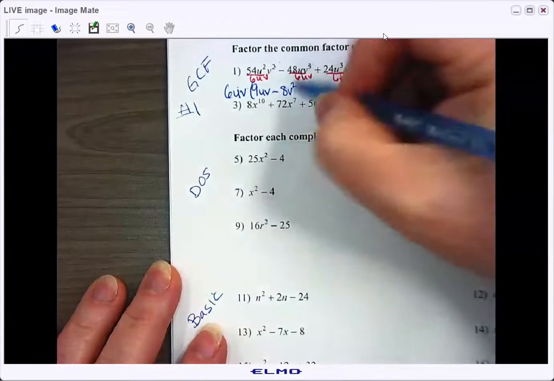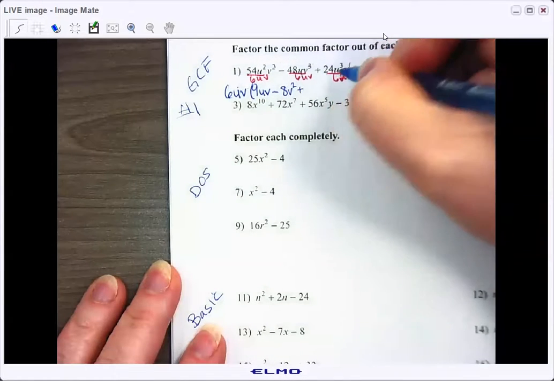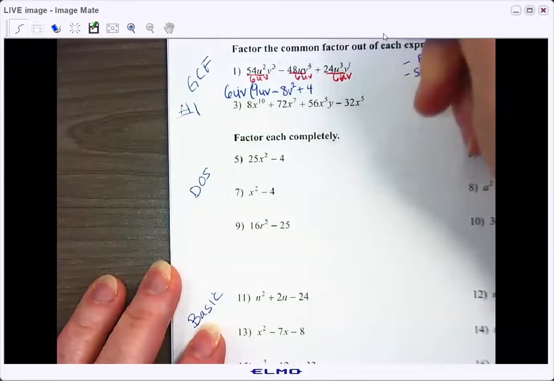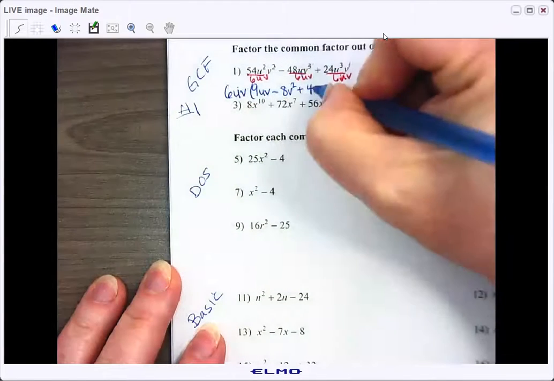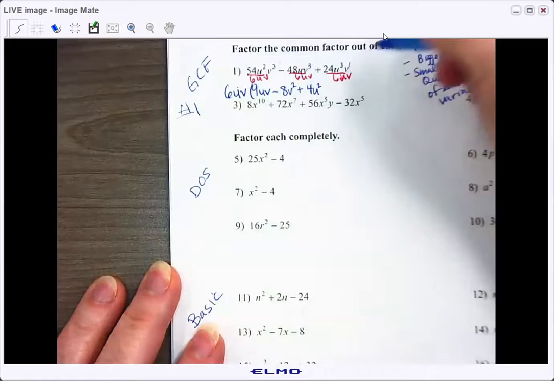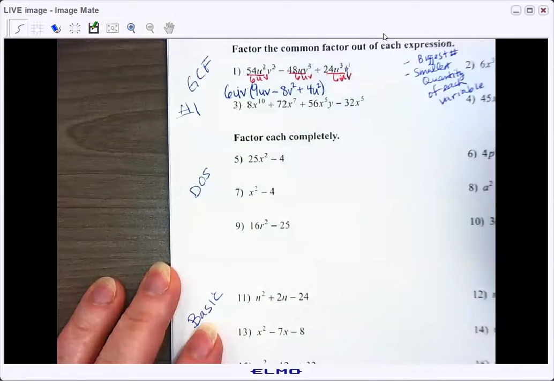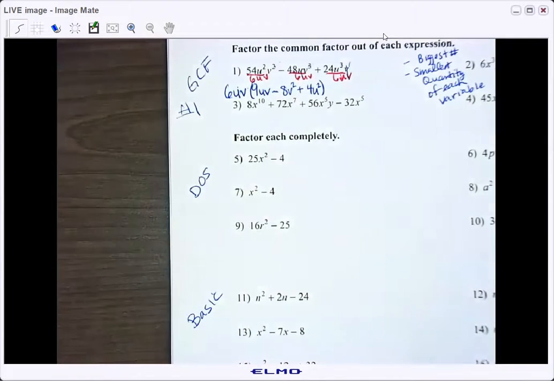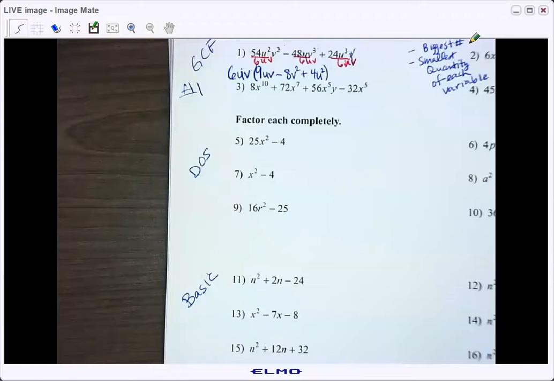And last, 24 divided by 6 is 4. U to the 3, take away 1 is 2. And v to the 1, take away 1, cancel. So that would be your answer for number 1. Make sure you have that one copied down.